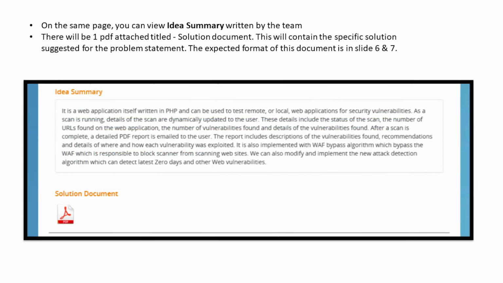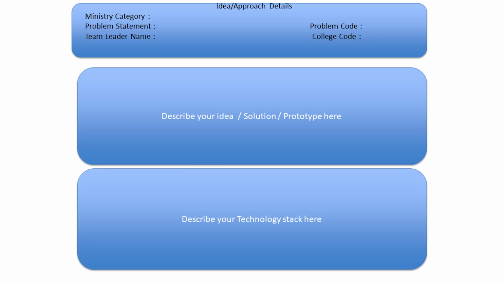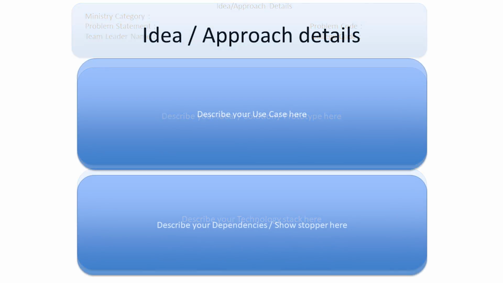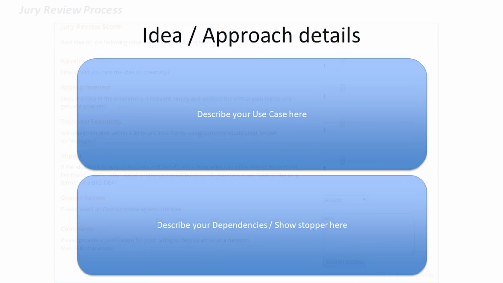On the same page, you can also view the idea summary that has been given by the team, and there will be one PDF attached which is titled Solution Document. This will contain the specific solution suggested for the problem statement. The expected format of this document is given in the following 2 slides. This is the PPT that will be submitted by the teams. It will include the description of the idea, the technology stack, etc. So, we have just provided a format for you to get an idea of the PPT that will be submitted.